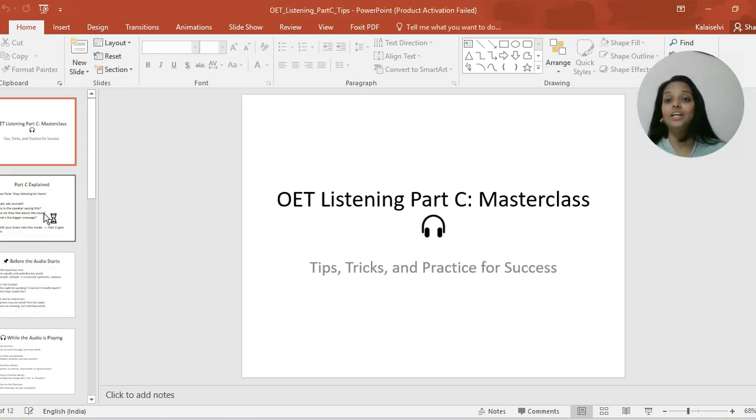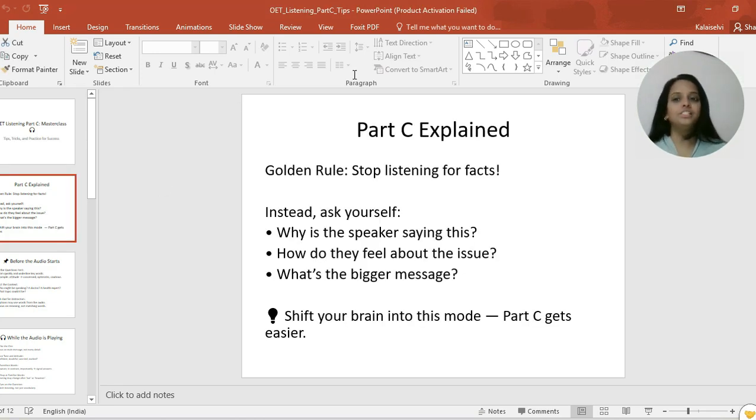Now let's see the golden rule. Stop listening for facts. This is not a memory game. What you should listen for is why is the speaker saying this? How do they feel about the issue? What's the bigger message? So, if you shift your brain into this mode, part C will feel much less scary. Trust me.